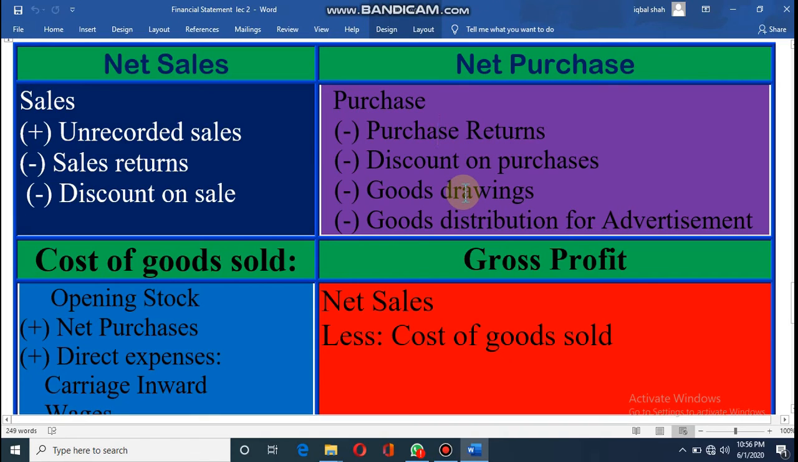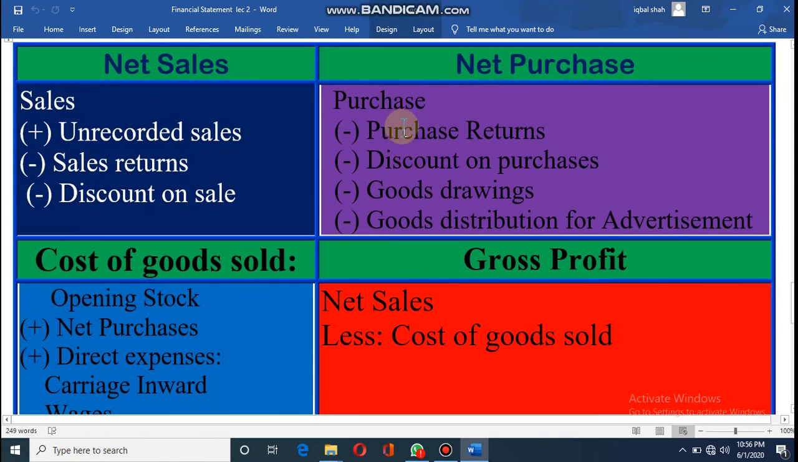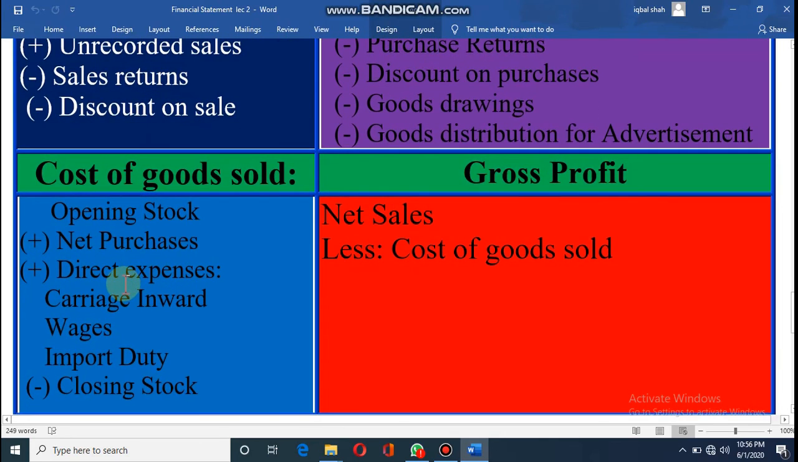Dear student, now cost of goods sold. How will you find out cost of goods sold? Dear student, opening stock will be given in the question, in the trial balance, debit side. Then net purchase, you will find out from here. Then we have to add direct expenses. Dear student, you have to know the direct expenses: carriage, wages, import duty, dock charge. What is called direct expenses? The expenses which are related to purchase or production, those are direct expenses.